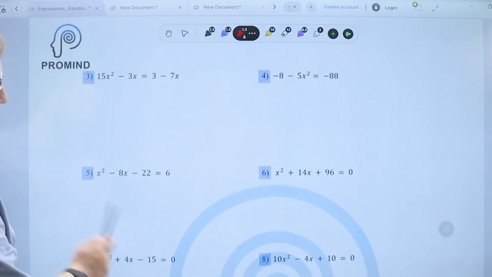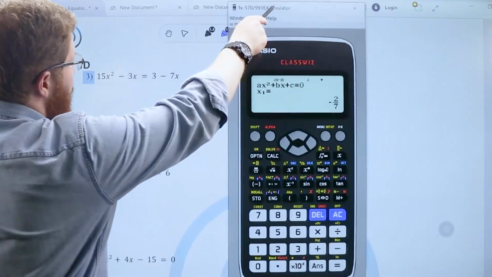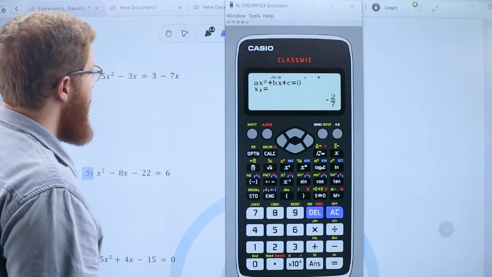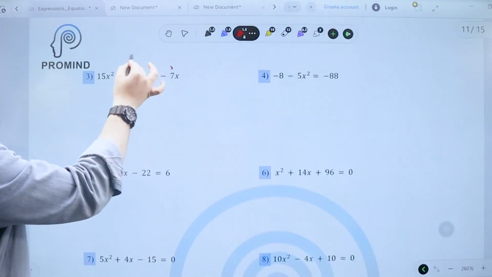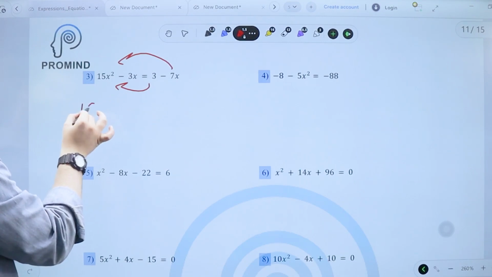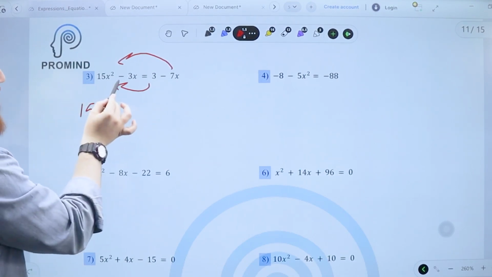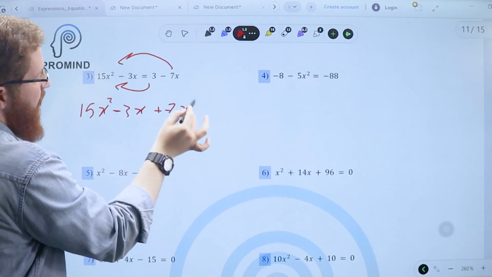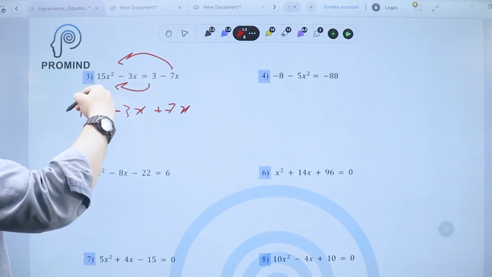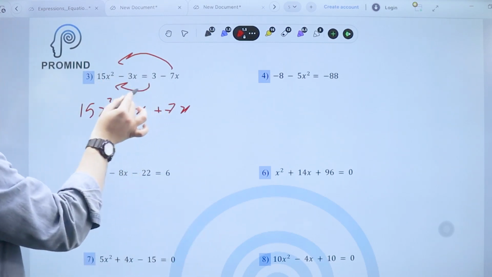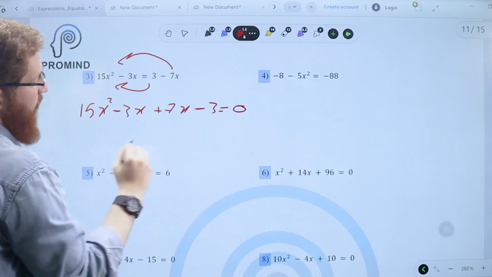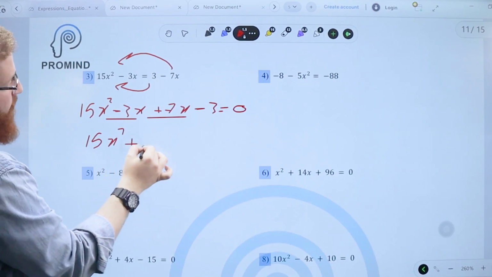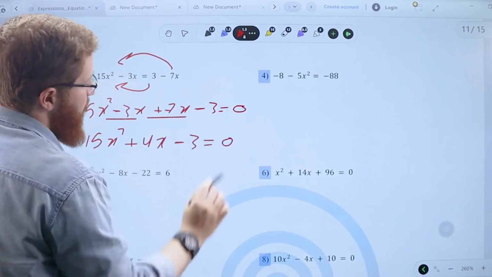Okay. Now another example using the calculator. Can I use the calculator from the start here? No, you have to put all the terms on the same side. So move this one here and this one here. 15x squared stays the same. Minus 3x plus 7x. This is a negative. When I moved it to the other side, it became positive. And the 3 is positive. When I move it to the other side, it becomes negative. Now add the like terms together. It becomes 15x squared plus 4x minus 3 equals 0.